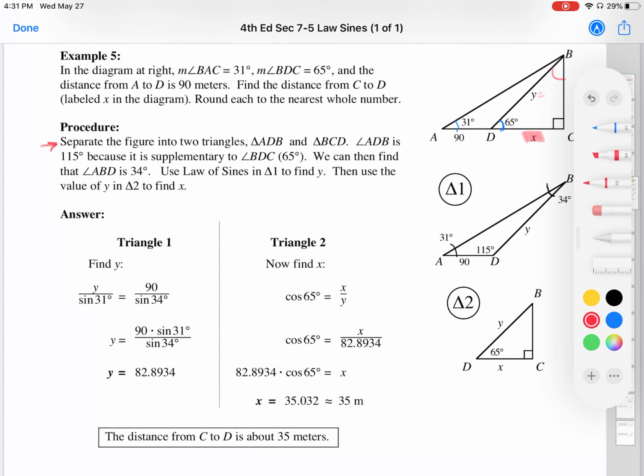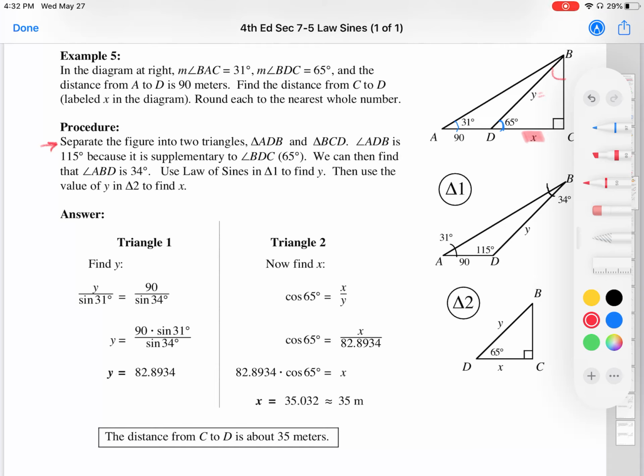Procedure. Separate the figure into two triangles, triangle ADB and BCD. Angle ADB is 115 because it's supplementary to BDC 65. We can then find that angle ABD is 34 degrees. Use the law of sines in triangle 1 to find y, then use the value of y in triangle 2 to find x.